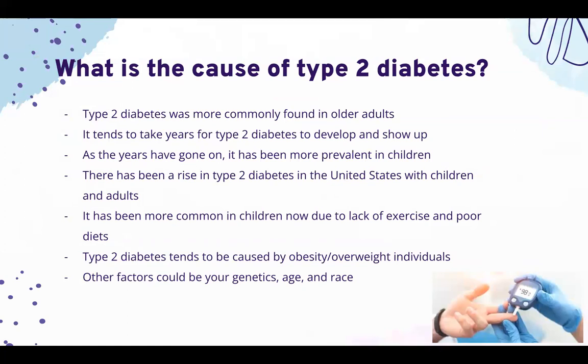It's more common in children now due to the lack of exercise and poor diets. This can be fast food, quick, easy food that is not nutrient efficient, doesn't provide good nutrients, and that can really affect someone into getting type 2 diabetes. Type 2 diabetes tends to be caused by obesity or overweight individuals. Other factors could be genetics, age, and race, but it's mainly lack of exercise and poor diet.